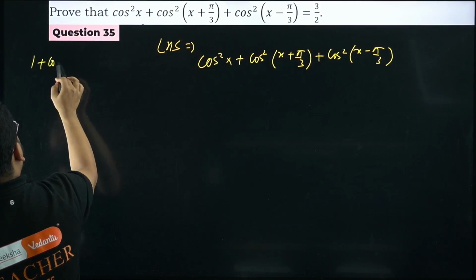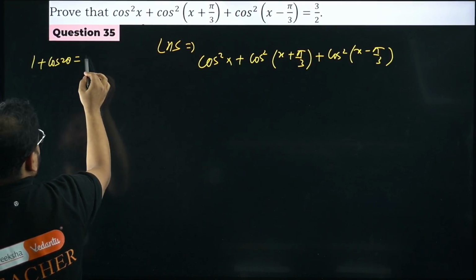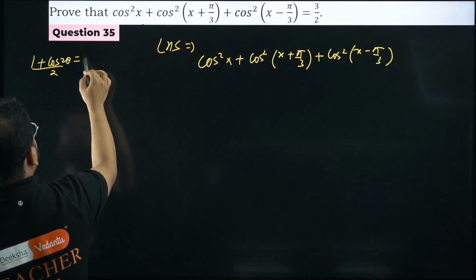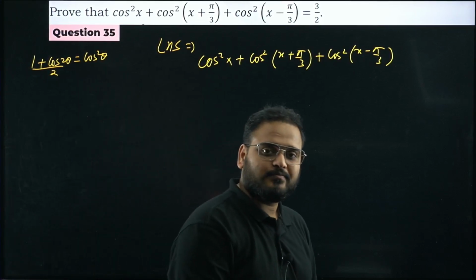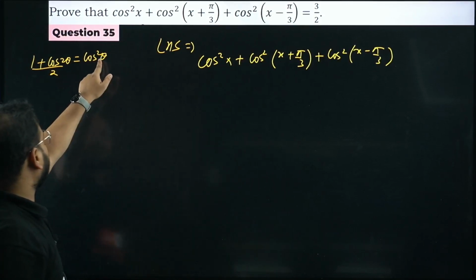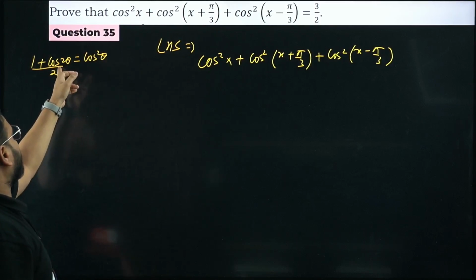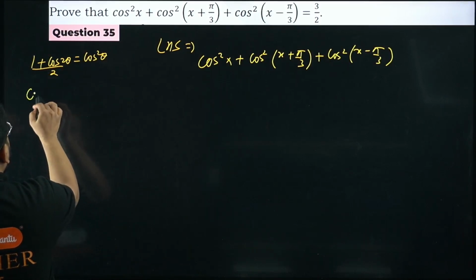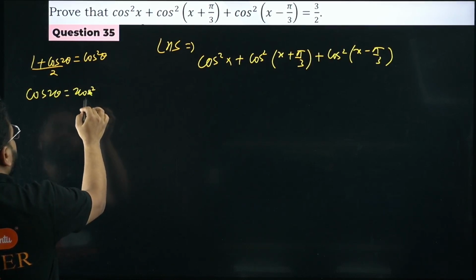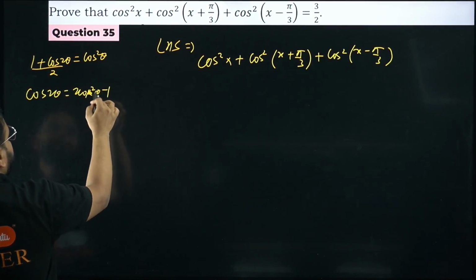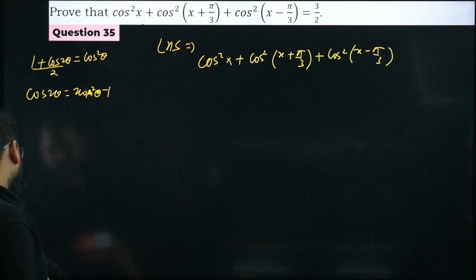1 plus cos 2 theta by 2 equals cos square theta. Right or not? Think about it. 2 cos square theta minus 1 is nothing but cos 2 theta. That's a formula, right? We have this formula as well. Cos 2 theta equals 2 cos square theta minus 1. Please check. Same thing is being used over here.